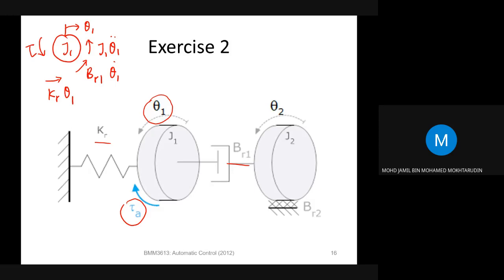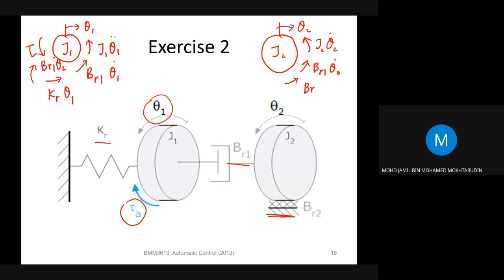And then BR1 is also connected with J2. So you have BR1 theta 2 dot, acting clockwise. And then for J2, on J2 you have BR1 and friction BR2. So you have J2 theta 2 double dot and then BR1 theta 2 dot and then BR2 theta 2 dot. And then BR1 is connected with J1, so clockwise force BR1 theta 1 dot. The free body diagram is done. The matrix, calculate and arrange it yourselves later.